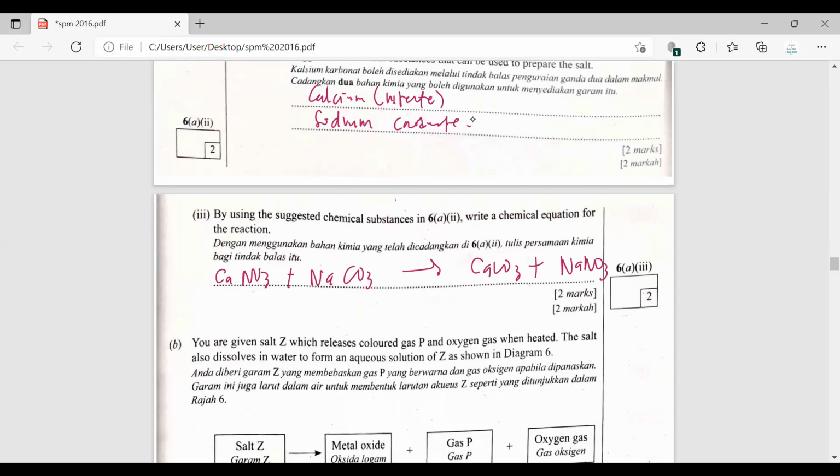Okay. Anybody want to help him or not? Isn't NO3 supposed to be in bracket and then 2? Yes, it needs a bracket 2. What else is wrong? One more is wrong at the CO3. What do you put there? 2, bracket 2.